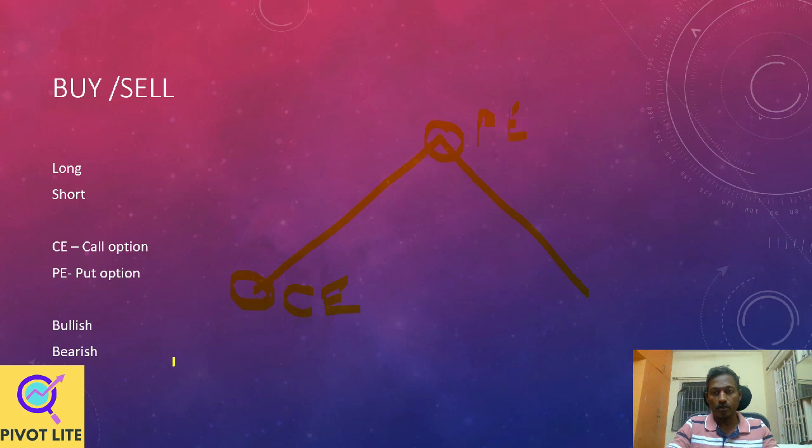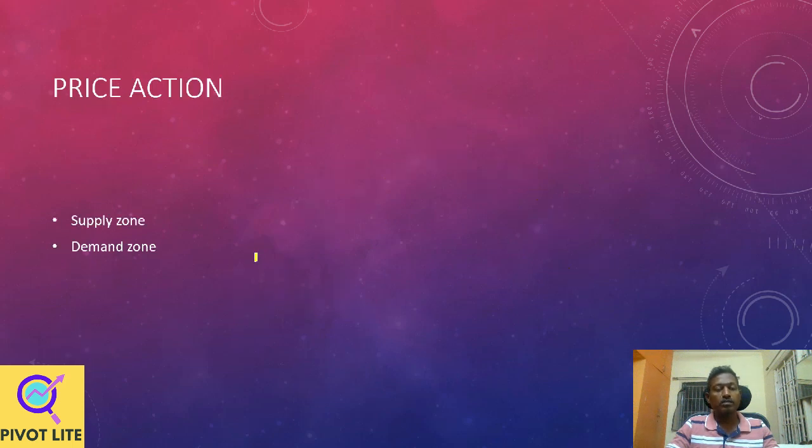That is the put option. The next one is bullish and bearish, which we normally use in the market. Bullish means the market is in an uptrend, and bearish means the market is in a reverse trend. Next, short terms relevant to price action.